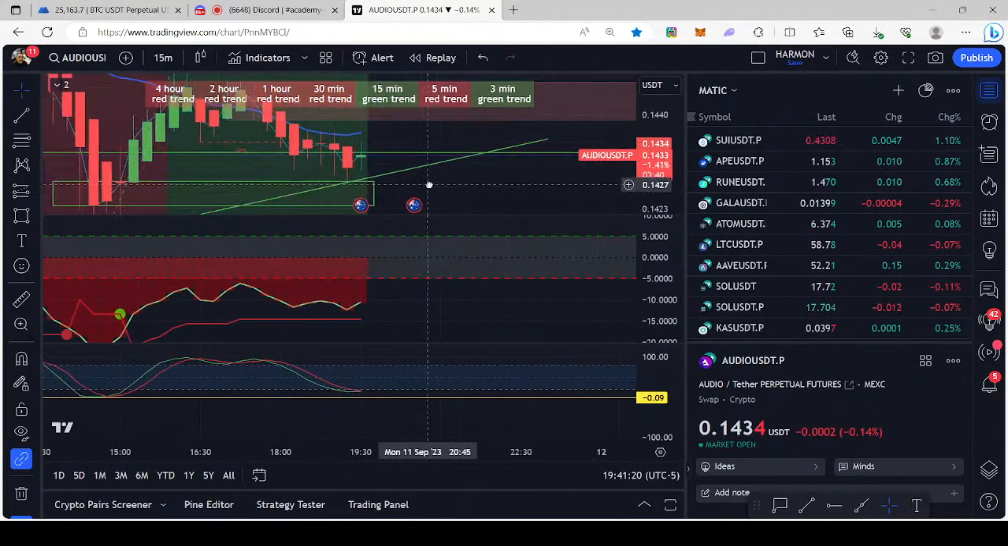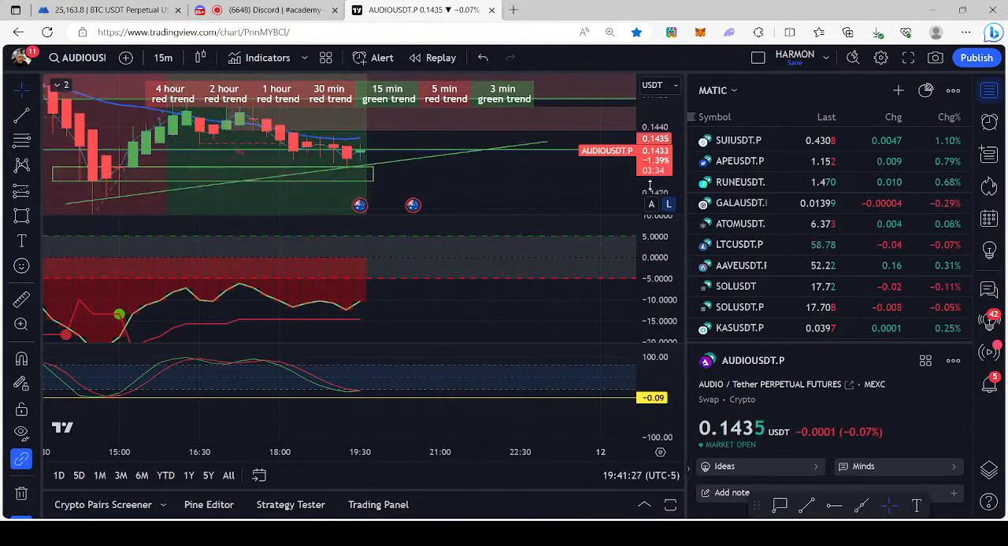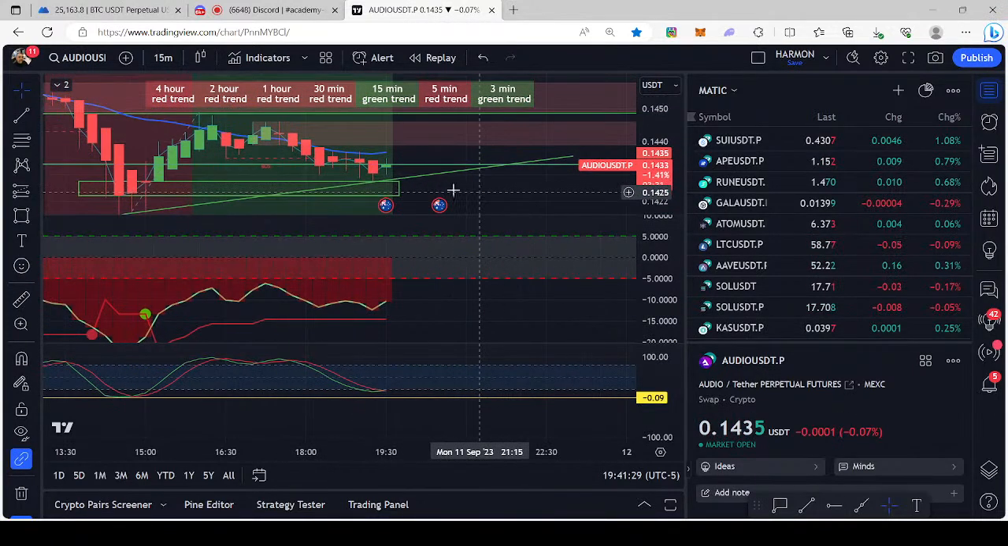OP. And just to finish up here, guys, on audio, you see how it's fighting here? Because the daily is against us, I don't expect these things to go 4 or 5%, you know what I mean? But if the daily was with us, then I'd be looking for this to be a big trade.